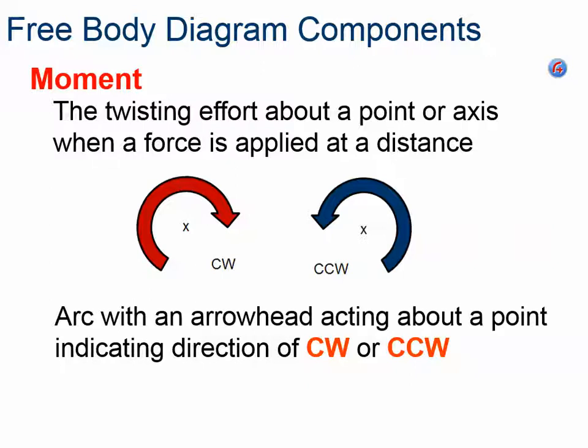Now, with moment, we will indicate moment with a vector, but you'll see it's more of an arc, and the direction it's pointing will indicate the direction of rotation. So we have a clockwise rotation and a counterclockwise rotation, which we'll abbreviate as CW and CCW. Think about a clock face. We have a clock in the room, and I'm sure you have a clock in your room as well. If it's the direction that a clock is moving, that's why it's called clockwise. If it's the opposite, it's counterclockwise.